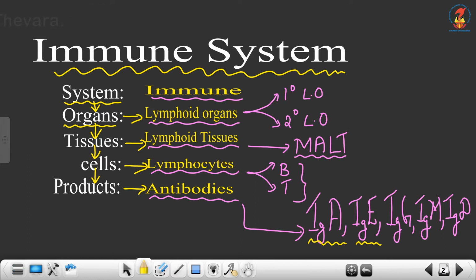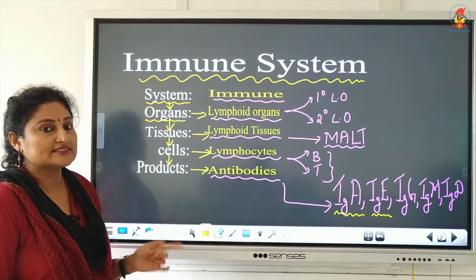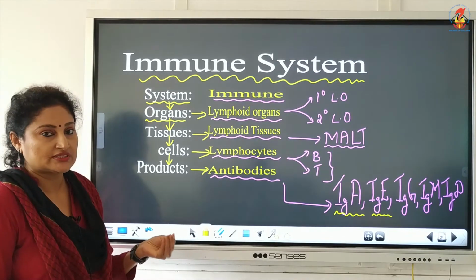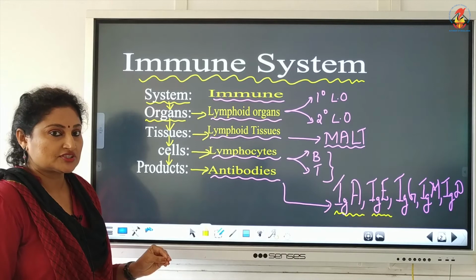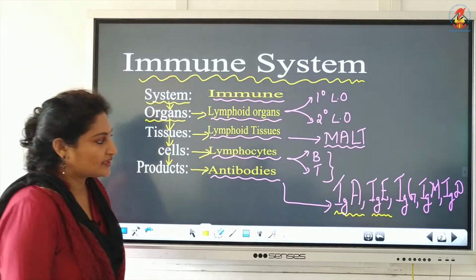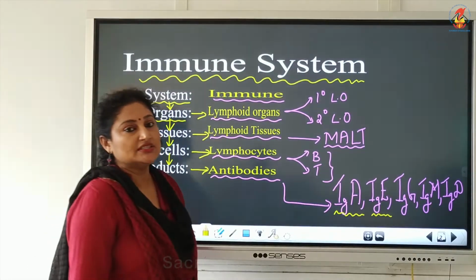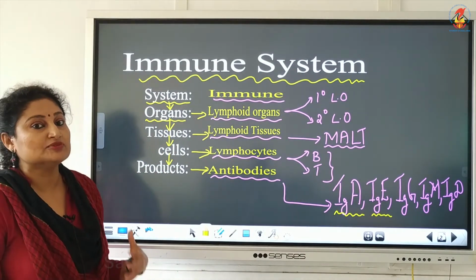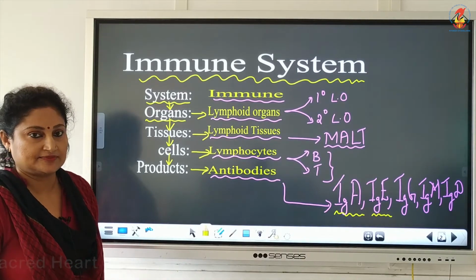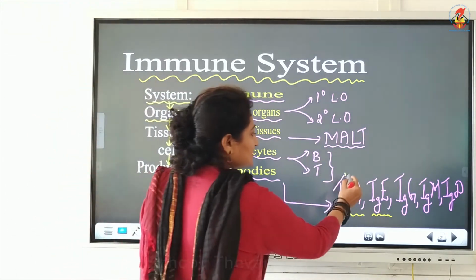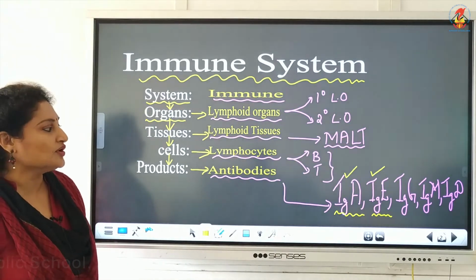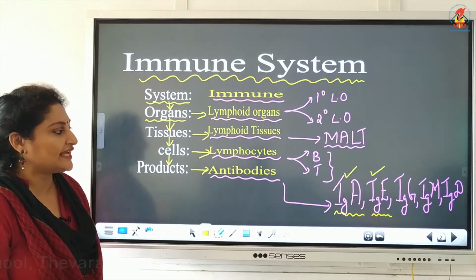IgA is present in the colostrum of the mother's milk. The breast milk in the initial stages is slightly yellowish in color and thick. That milk is called colostrum. It is rich in IgA. It provides immunity to the newborn. IgE is produced as a defense mechanism during allergic reactions. When we have an allergy, IgE is released. So these two are mentioned in the syllabus. So that's why I mentioned here the role of these two immunoglobulins, IgA and IgE.